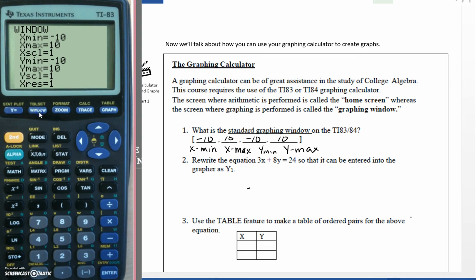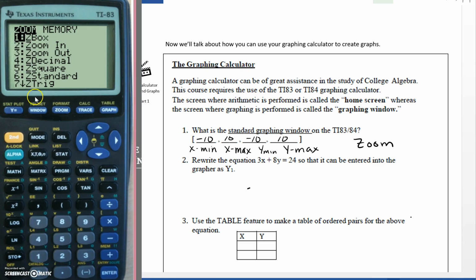And if you hit this window button, it will always show you where your window's at. So here, since we say -10, 10 for the x min and x max, and -10, 10 for the y min, y max, we know that's called the standard window. And if you ever need to get back to the standard window, you hit zoom, and then number 6 says Z standard. So you're going to hit zoom 6 if you ever need to get back to the standard window.